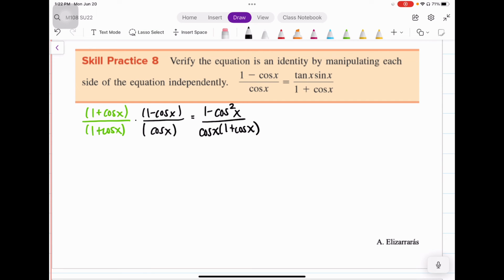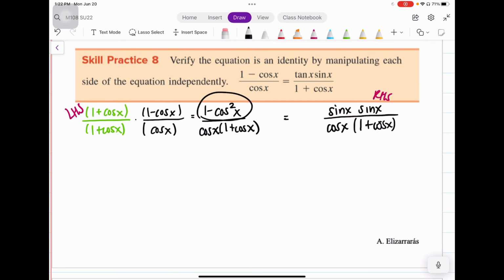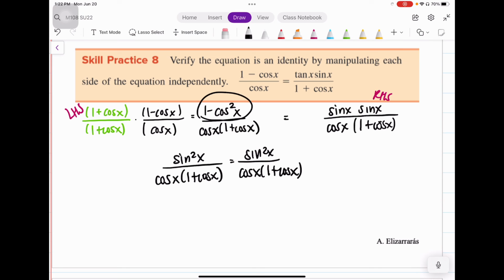The right-hand side, I'm going to rewrite tangent as sine over cosine. So that's going to be sine of x times sine of x over cosine of x times 1 plus cosine of x. I'm going to take 1 minus cosine of x squared and call that sine squared of x, all over cosine x, 1 plus cosine x. Sine times sine is sine squared x, all over cosine x times 1 plus cosine x. And that verifies this identity.